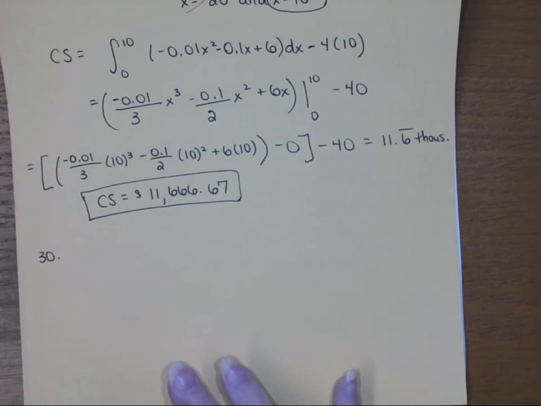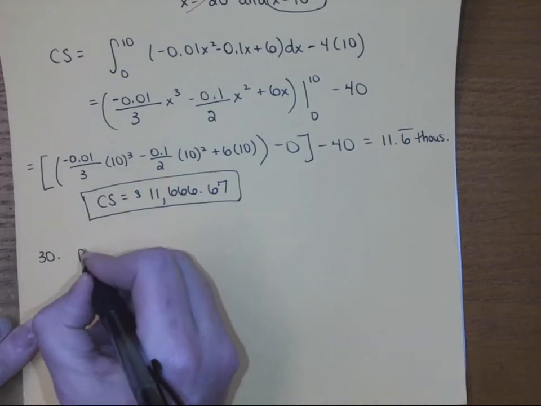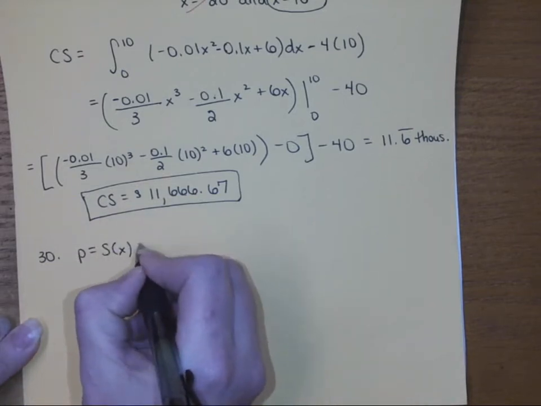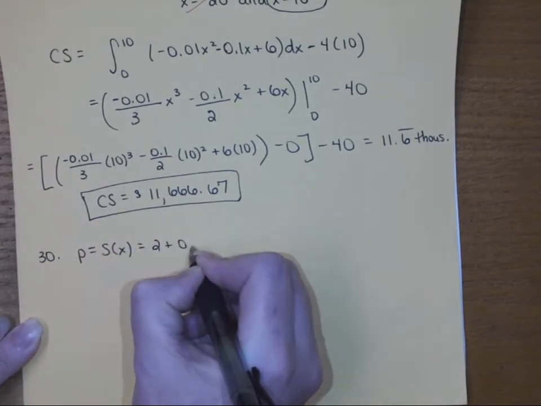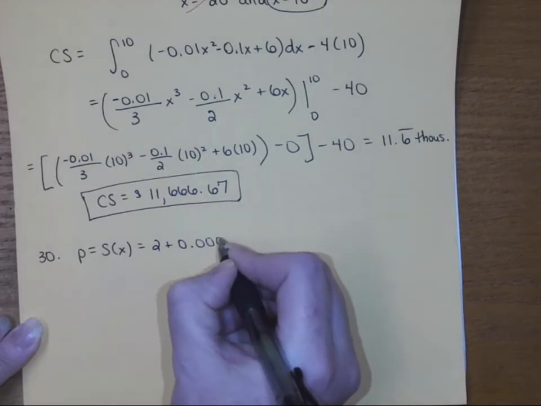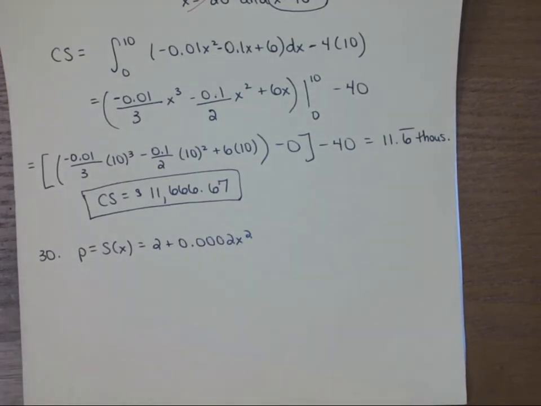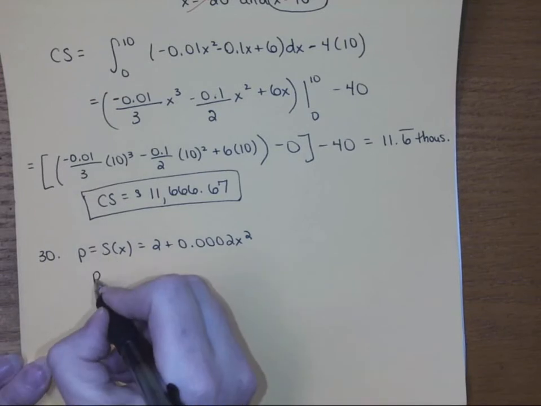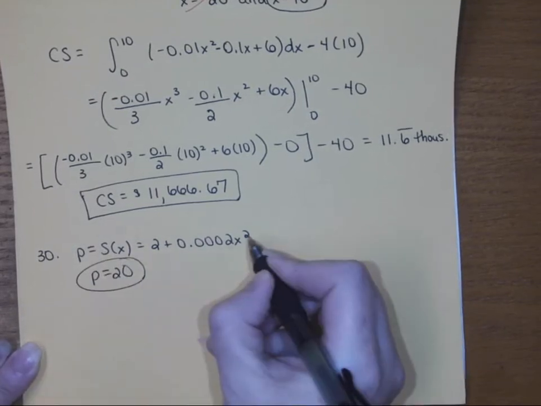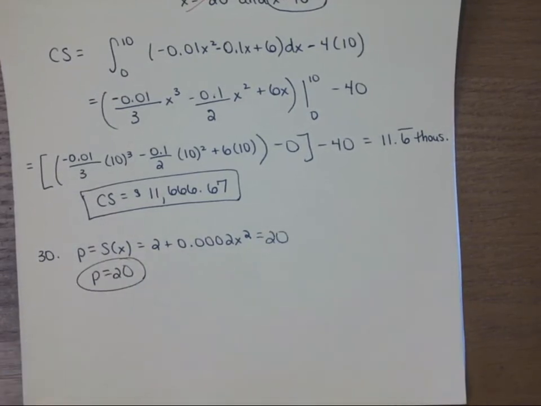All right, find the producer's surplus. So that formula is a little different. So here's the supply equation. Remember, producers control supply, consumers control demand. All right, so again, we were given that the price is 20. So just like the last one, we just need to figure out what x is.